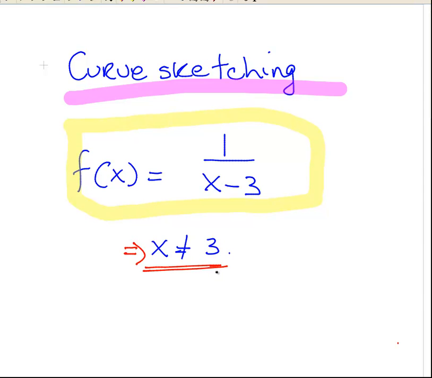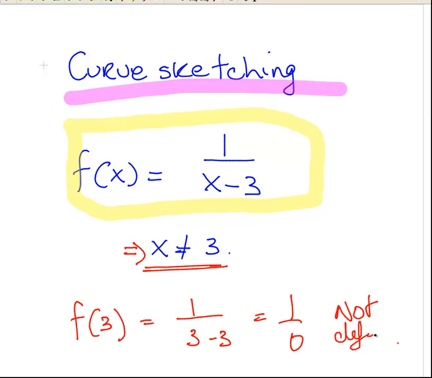That's quite important. Because if we do let x equal 3, what we get is f of 3 equals 1 over 3 minus 3, that is 1 over 0. Not allowed, not defined. Okay, so x is not equal to 3. So far so good.